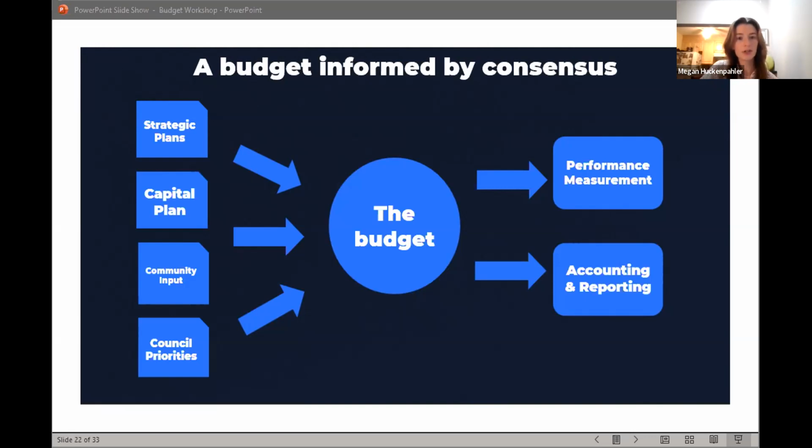And the output of the budget, as we see when it's time to look at the next fiscal year, performance measurement as seen through metrics and goals stated by departments, and then accounting and reporting. So we have reports on the finance website that will show the spend as we progress throughout the fiscal year, as well as reporting that goes to state and other agencies.